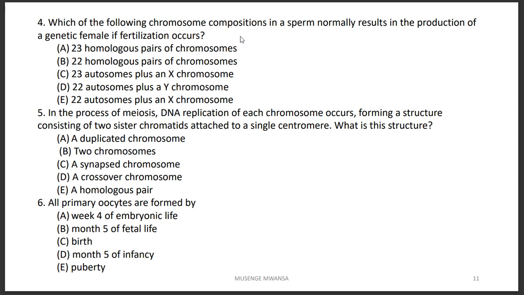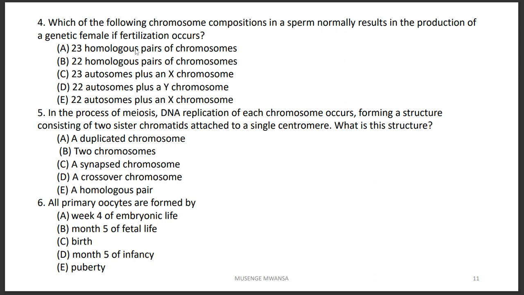Which of the following chromosome compositions in a sperm normally results in the production of a genetic female if fertilization occurs? Now we've already said that these gametes have got 23 chromosomes, 22 which are autosomes, and then one which is a sex chromosome.